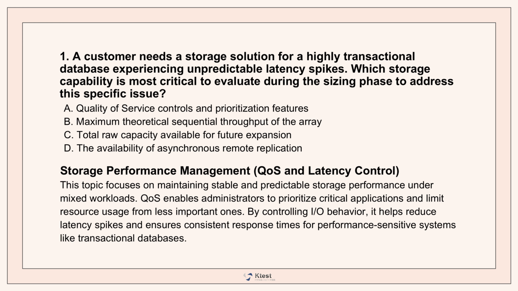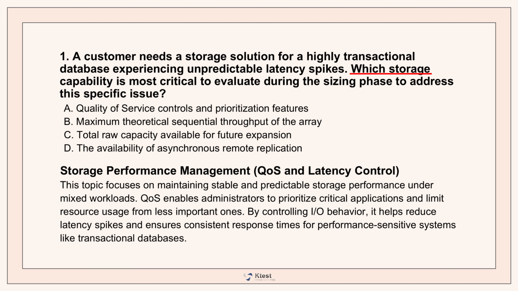A customer has a highly transactional database experiencing unpredictable latency spikes due to other workloads on the shared array. Which storage capability is most critical to resolve this issue? Option A, implementing quality of service. Option B, increasing sequential throughput. Option C, adding raw capacity. Option D, enabling asynchronous replication.